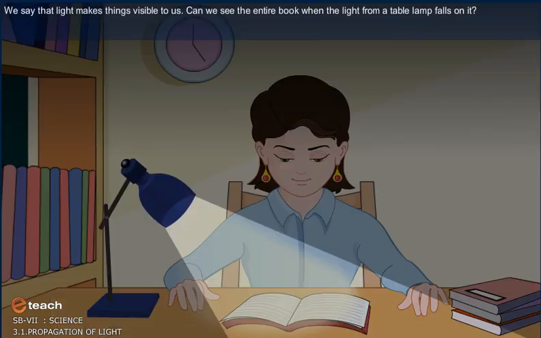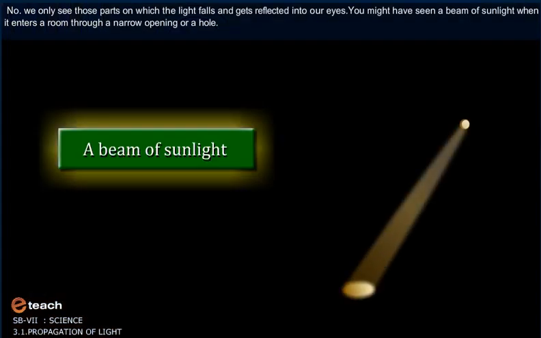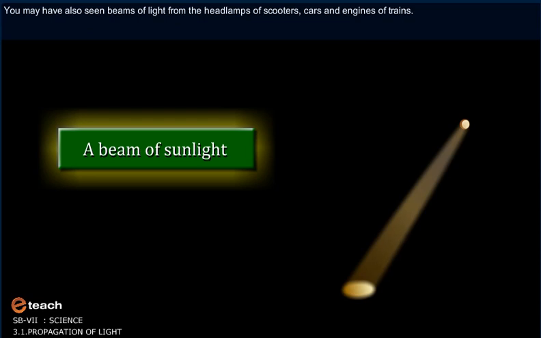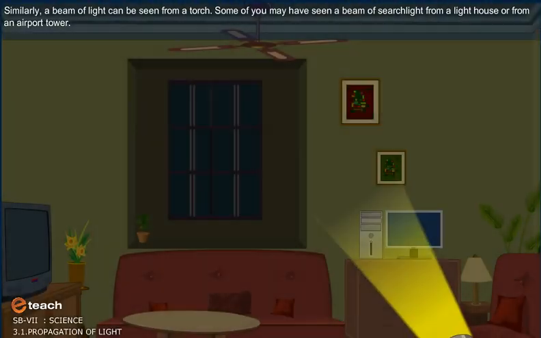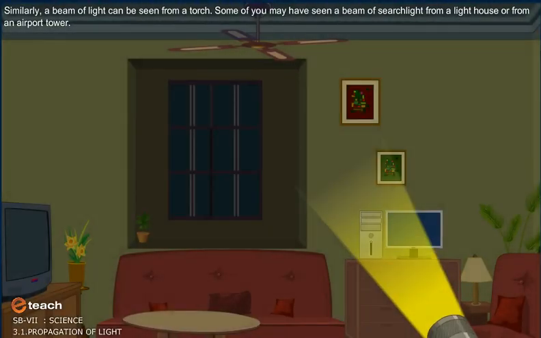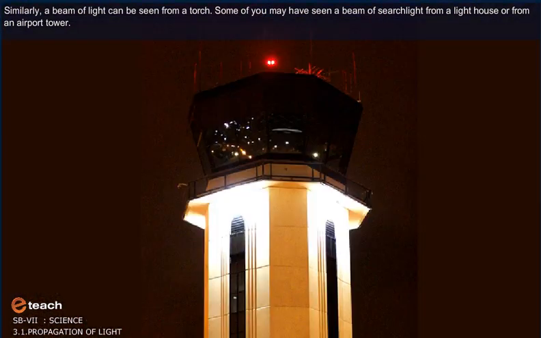Can we see the entire book when the light from a table lamp falls on it? No. We only see those parts on which the light falls and gets reflected into our eyes. You might have seen a beam of sunlight when it enters a room through a narrow opening or a hole. You may have also seen beams of light from the headlamps of scooters, cars, and engines of trains. Similarly, a beam of light can be seen from a torch. Some of you may have seen a beam of searchlight from a lighthouse or from an airport tower.